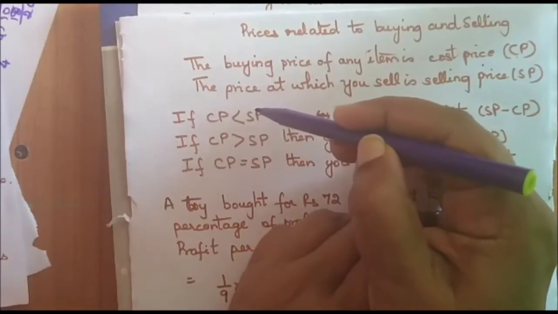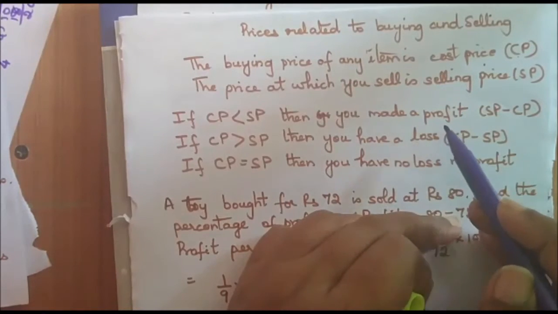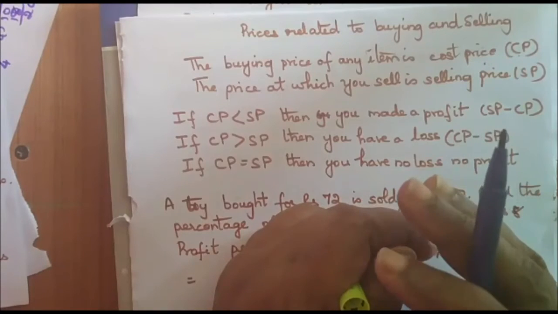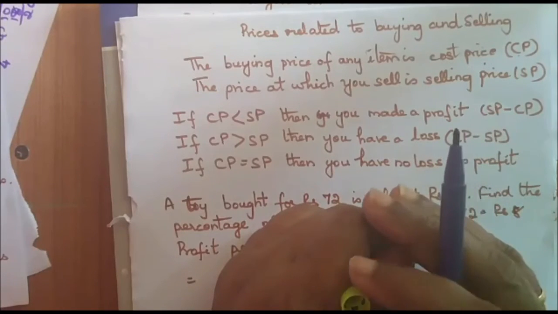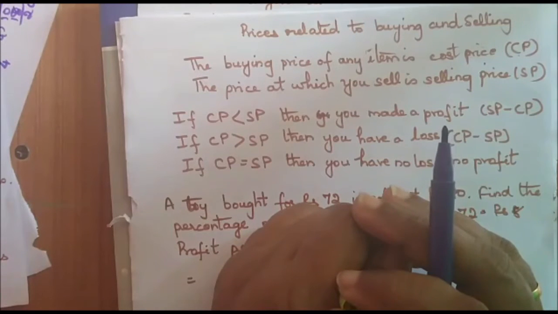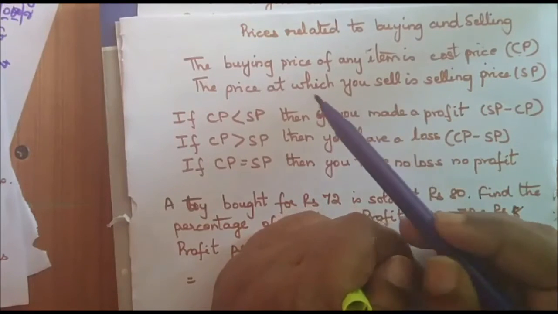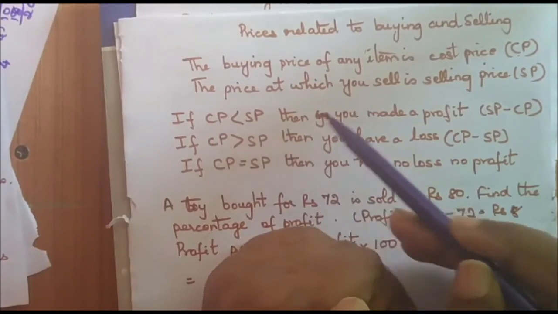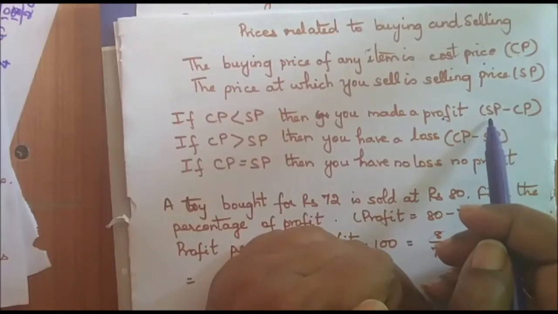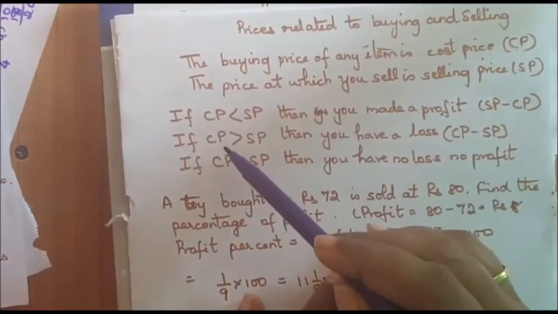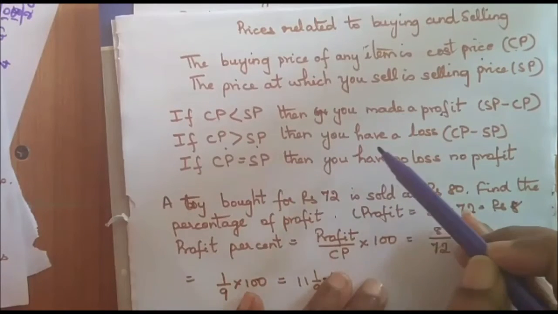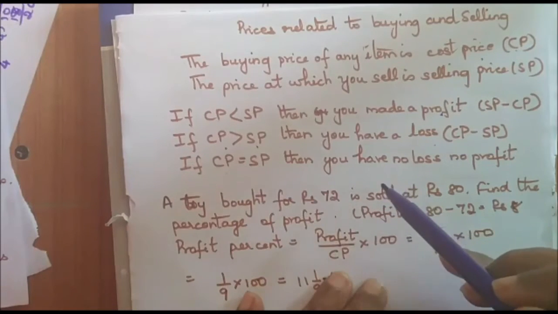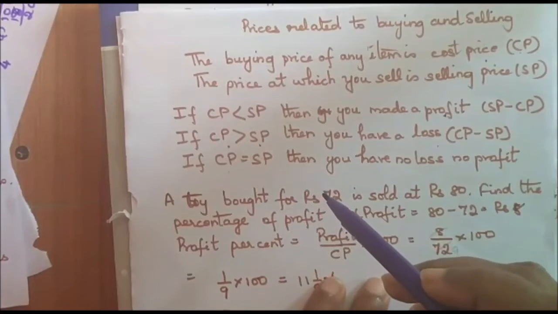Now, if CP is less than SP, then you have made a profit. Suppose I buy a banana for 5 rupees and I sell it for 10 rupees, then what is the profit? 10 minus 5 is the profit. So if the cost price is less than the selling price, then you make a profit. Therefore you write it as SP minus CP. If the cost price is greater than the selling price, then you have a loss. If cost price is equal to SP, then you have neither a loss nor a profit. It is the same.